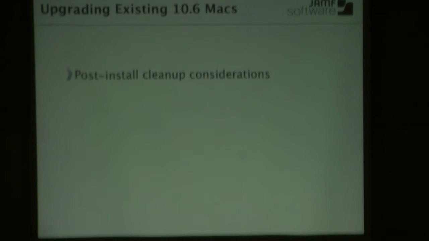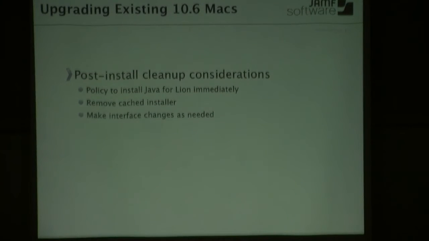So things to consider at the end: policy to install Java. Remove the cached installer. So you want to go in and remove that .app piece. And make some interface changes as necessary. If you guys want to reinvert the scroll bars, make some adjustments to make the user environment a little bit easier. It becomes really easy with 10.7.